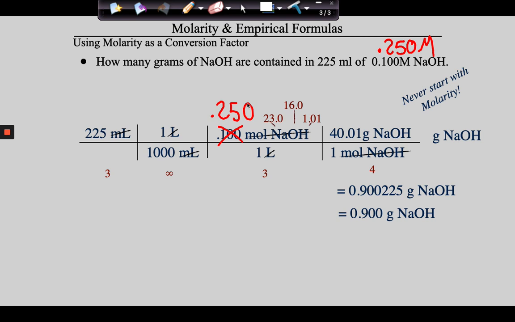Everything goes. Yeah, so your first step in these problems is always milliliters to liters. Then at that point, it's liters to moles and then moles to mass. And again, the only difference would be if you started with liters. If it said how many grams of sodium hydroxide are contained in 3 liters of 0.1 molar, then you'd start in liters and you'd be here, and then it would just be 2 steps. What else, y'all? Are we good?